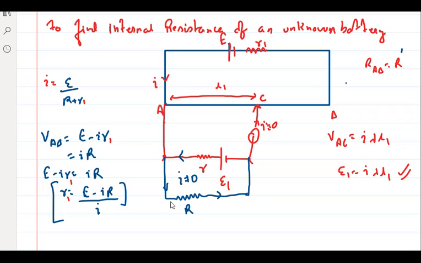Right? I'll just write it as I1. Clear है सबको ये? सबको समझ में आया? हाँ या ना? Everyone is getting this concept? Sanya? Samya? Everyone? Are you getting this concept?